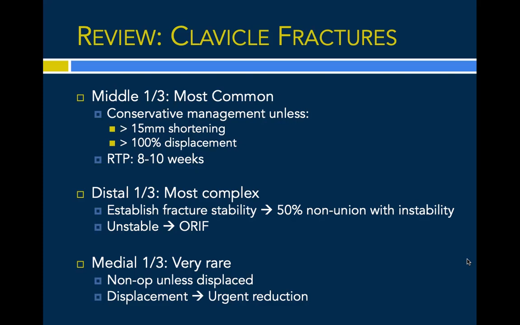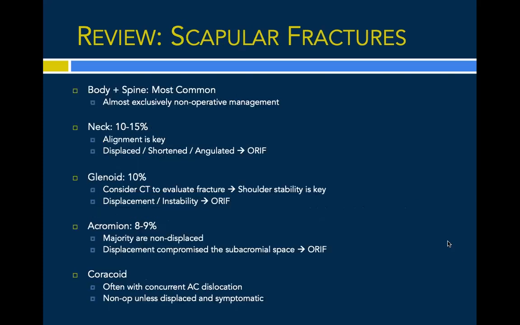The medial thirds are extremely, extremely rare. If it is non-displaced, it is stable, leave it alone. If it is displaced, it needs surgery, and that needs to happen urgently because of compromise of adjacent neurovascular structures. When it comes to scapular fractures, body and spine are most common, almost always non-operative because of all the stabilizing musculature around them. Symptomatic management in a sling.